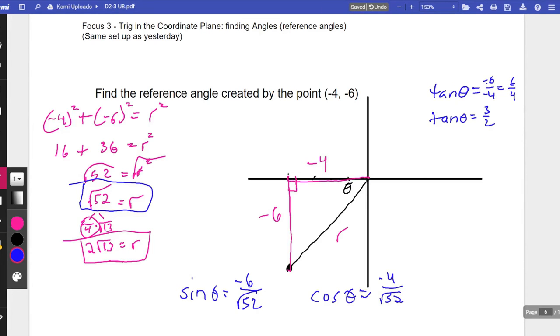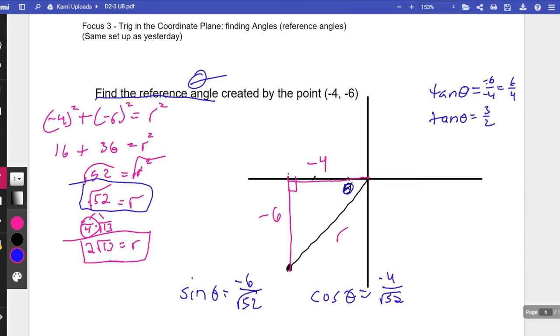We wanted to figure out what the reference angle is. Find the reference angle. That means theta. Find theta. Well, we know where it is, but we want to find out what the value is. And in order to do that, we made these trig functions. But if you recall, whenever you're finding an angle that's connected to a trig function, that's when we use the inverse trig function.